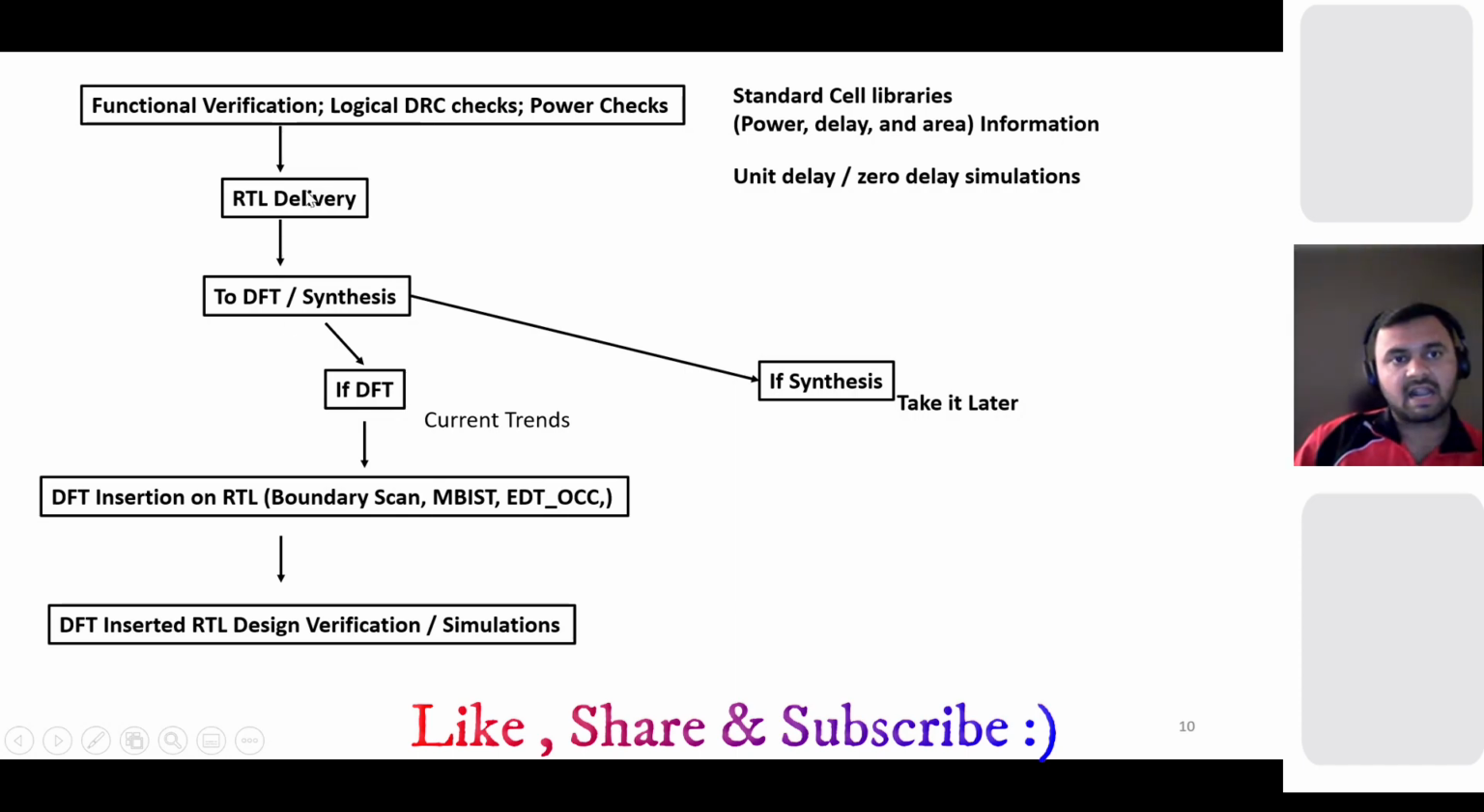So suppose RTL you have designed and delivered it to the DFT team. What DFT will do is insert the DFT logic, that is the DFT instrumentation, at the RTL level. That is nothing but the boundary scan, MBIST and EDT OCC. This boundary scan is nothing but the BSD which I discussed in the previous slides, the pad and boundary scan. Then MBIST: if your design has memory in it, to test memory there is a technique called memory built-in self-test. So we insert this built-in self-test here.